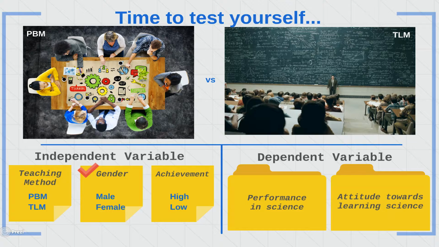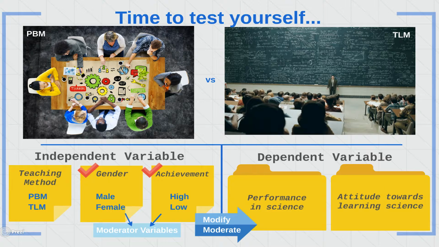Gender and level of achievement have been included in the study to find out whether they would modify or moderate the cause-effect relationship between the PBL and performance in science, as well as attitudes towards learning science. They are, therefore, a special type of independent variables known as moderator variables.